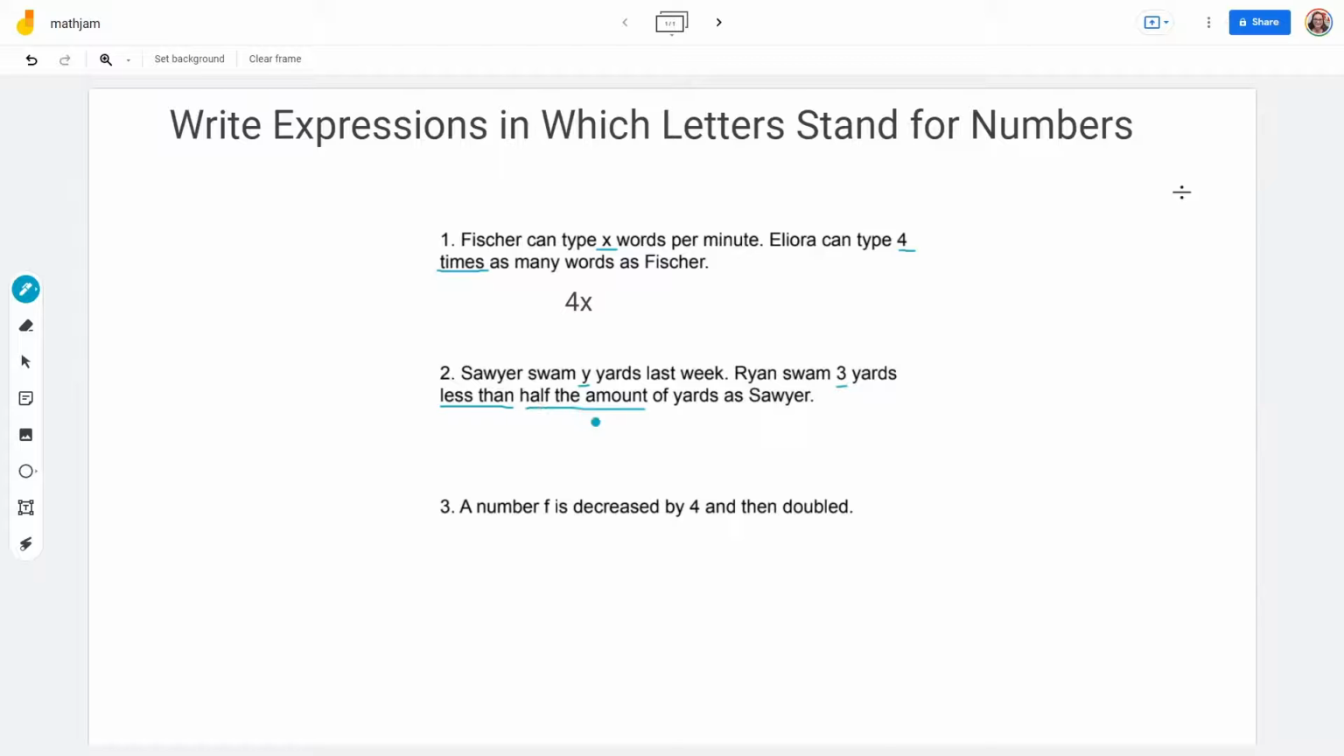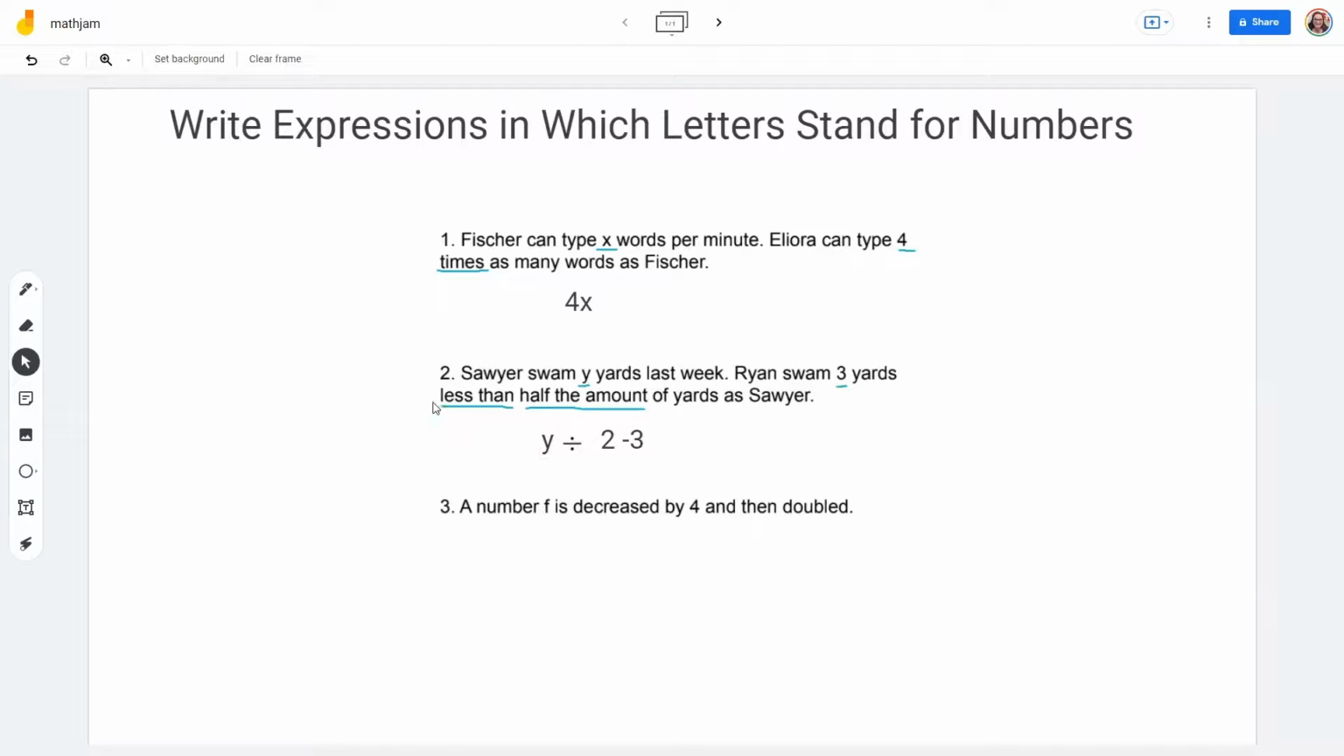I'm pretty sure we could write this a couple of different ways, but let's write it out nice and simple here. We could say y, let's get our division symbol, y divided by 2, because we know Ryan swam less than half, so 2 could be half. Y divided by 2 minus 3.